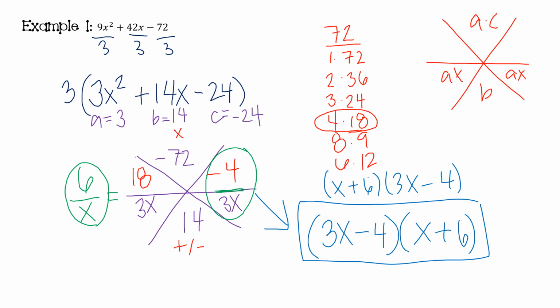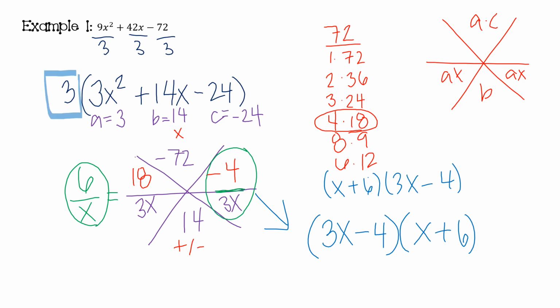Now, I made one small error here. Oops. In that I forgot my GCF. So if you take a GCF out at the beginning of the problem, you have to make sure that that ends up in your answer. So since I have a GCF of 3, that should be in front. And I would have caught that when I went to go FOIL because I would have ended up with a final answer of 3x squared plus 14x minus 24 without the 3 in front.